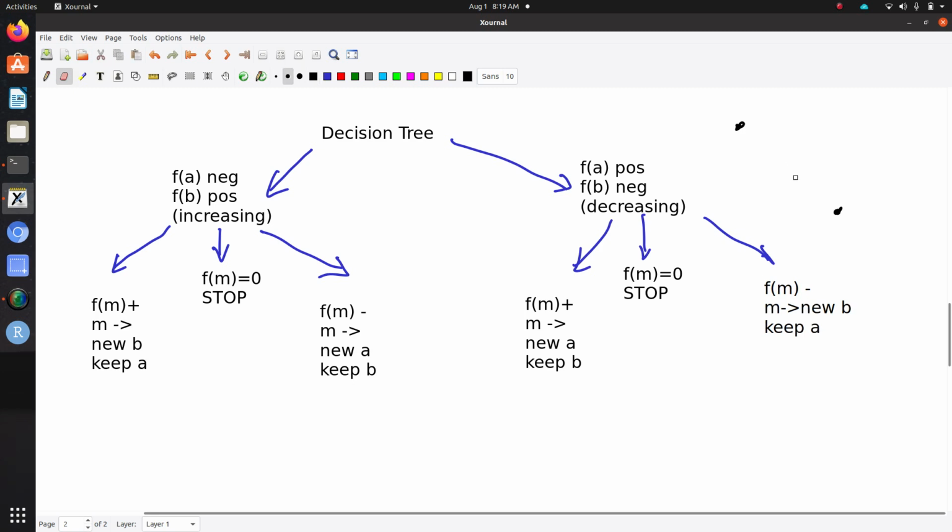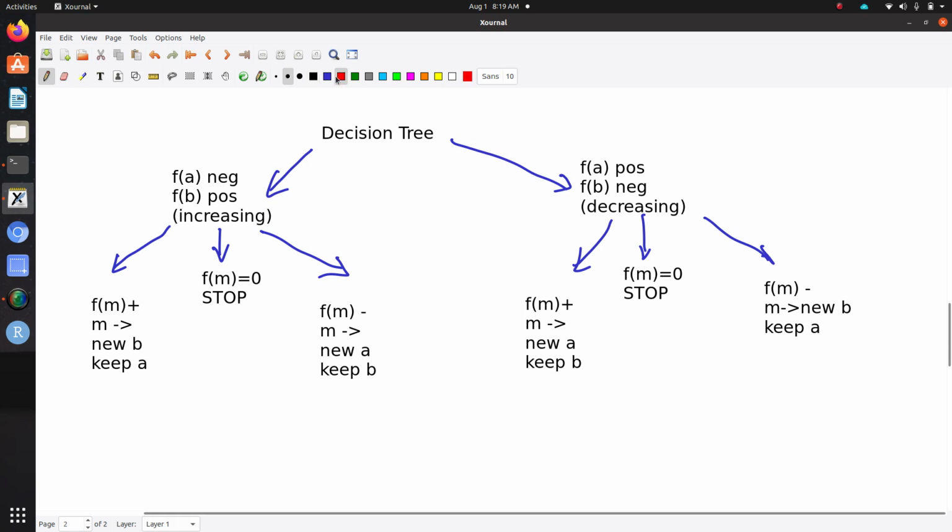Okay, so let's just erase this and start over. We have still a decreasing function. A is positive, b is negative. We have our 0 somewhere in here. F of m is going to be negative, which means we did cross over within a to m, so keep the a, and m becomes the new b. Okay, and that's actually more complicated than it has to be, and we're going to simplify it now.